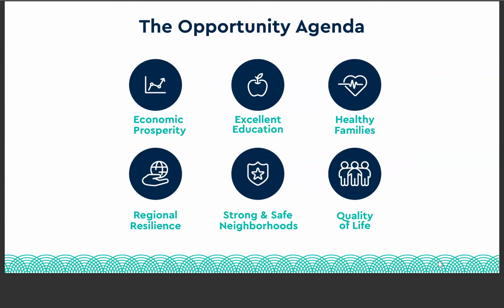Next slide, please, Hannah. In 2022, BRAF undertook a strategic planning process, and throughout that process, in our community engagement research, the opportunity agenda was developed and priorities were identified. Those 6 priority areas include excellent education, healthy families, economic prosperity, strong and safe neighborhoods, regional resilience, and quality of life.